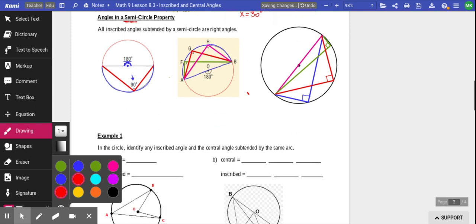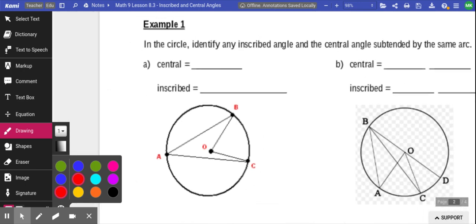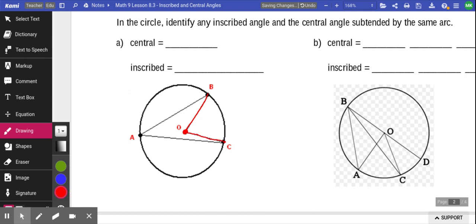Awesome. Let's try some questions. So in a circle, identify an inscribed angle and the central angle subtended by the same arc. Okay, so if I'm looking at this, my central angle is how I can connect from one point to another point by going through the center of the circle. So the center of the circle is here. My angle, if I look, is by going from B to O to C. That would create my central angle. We write that as angle BOC.